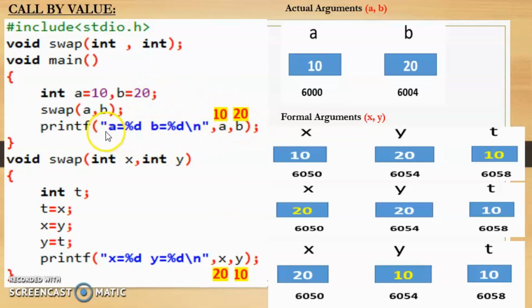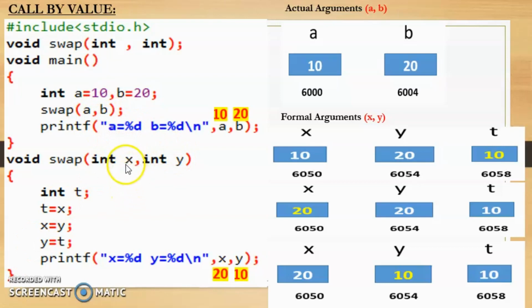So over here, after printing, we will get a equal to 10 and b equal to 20. After this statement, there are no more statements, hence the main function will terminate, and once the main function terminates, the entire program will terminate. So this was an example of call by value, wherein we can see that any changes done to the formal parameters have no effect on the actual parameters because a copy of the variable is passed.